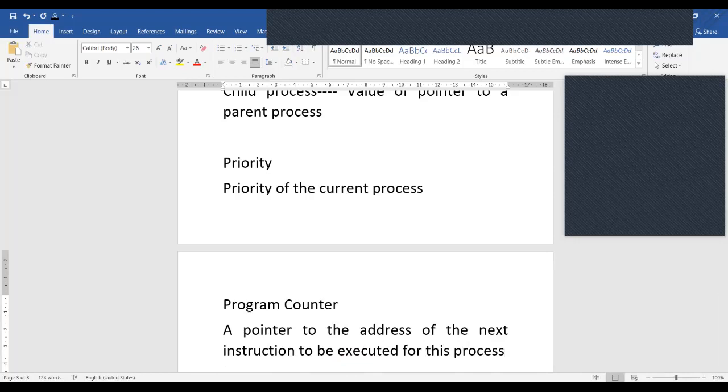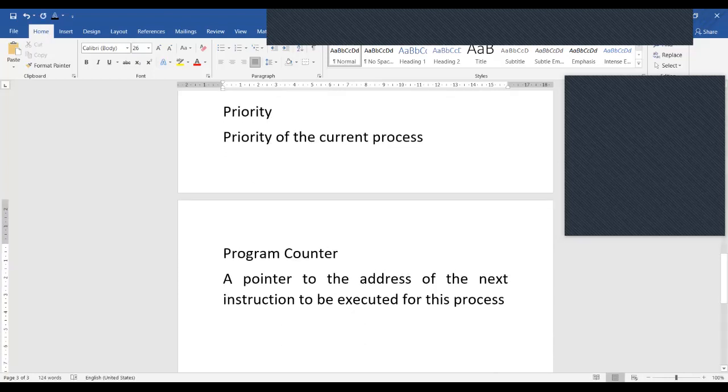When a process is currently executing, the program counter is set to the next process, which will be allocated after the processing of that current process. Now, next important field. There are several fields in the process control block. We are only discussing the important ones.